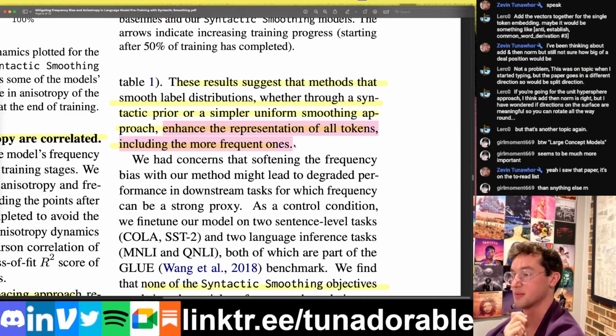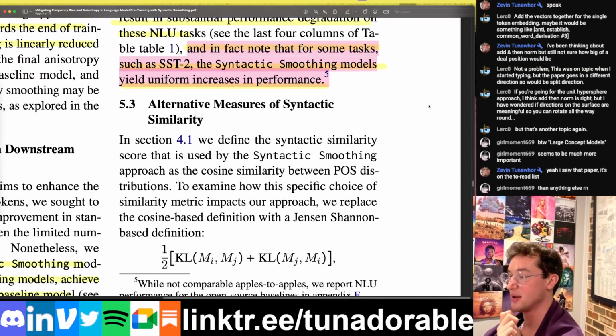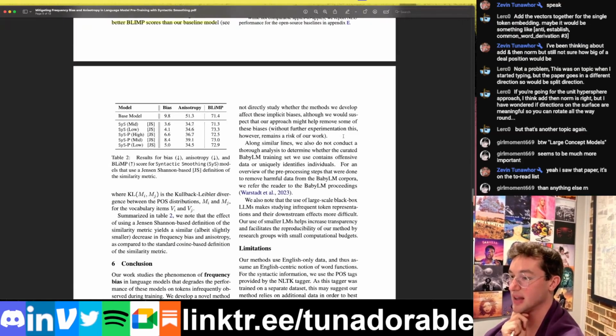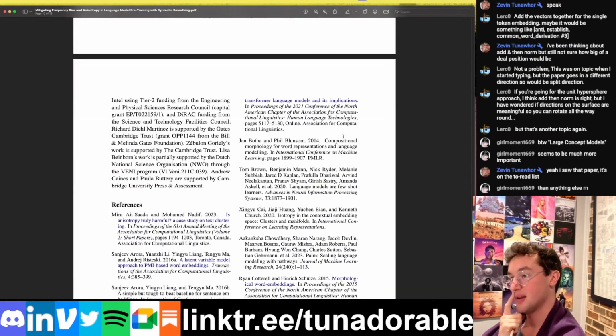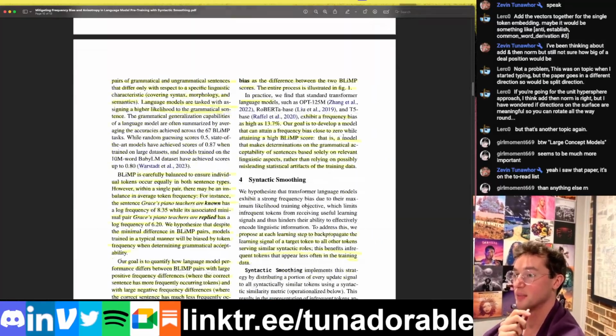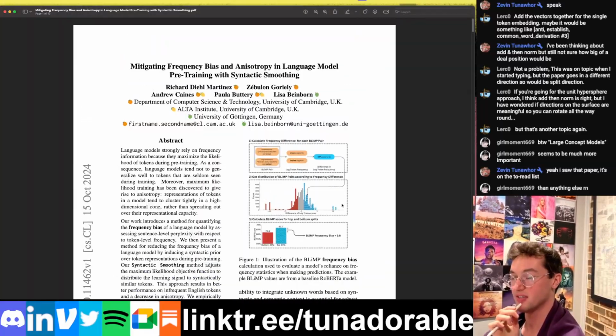enhance representation of all tokens, including the more frequent ones. None of the syntactic smoothing objectives result in a substantial performance degradation on these natural language understanding tasks, and in fact, note that for some tasks, the smoothing models yield uniform increases in performance. So there are performance increases, but again, not quite a worthwhile amount. In my opinion, I think it's a future version of this technique that shows promise, not this technique itself. But anyways, I enjoyed it in terms of inspiring creativity by seeing different ideas.